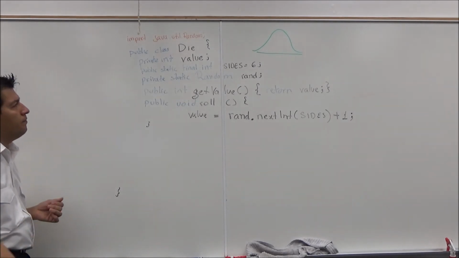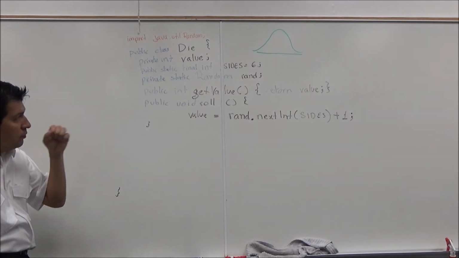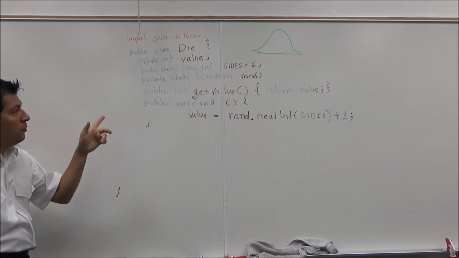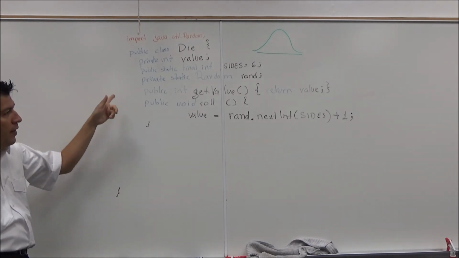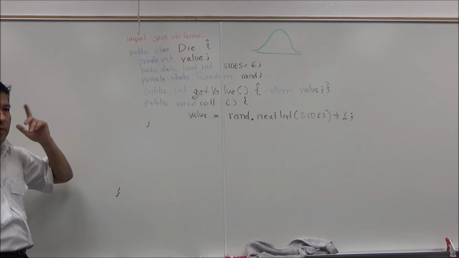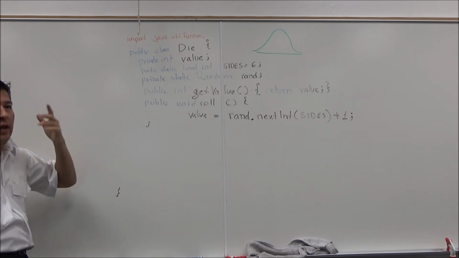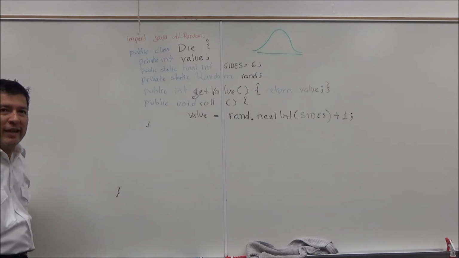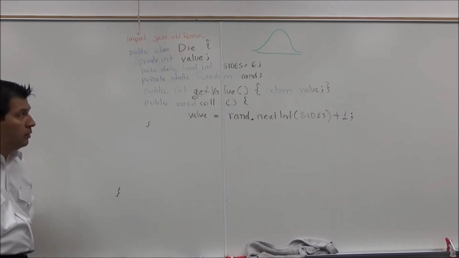So right now, you can roll a die and get the value. Oh, the code's good. So you compile it, try to run it, and it's going to give you a null pointer exception. Because the rand doesn't exist. The rand is just pointing nowhere.